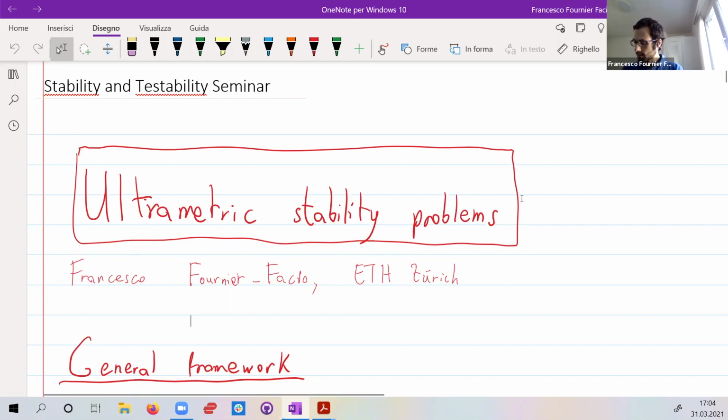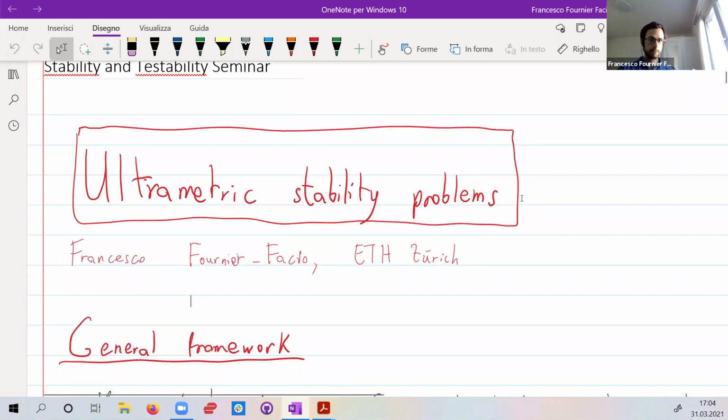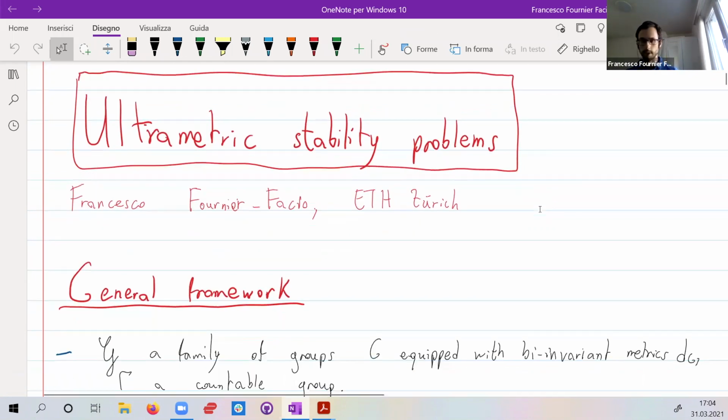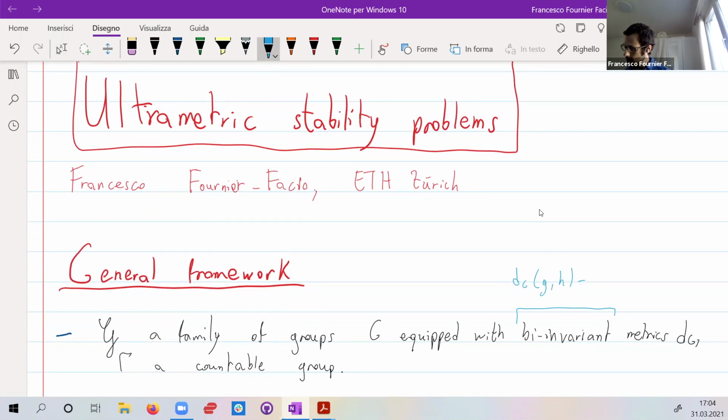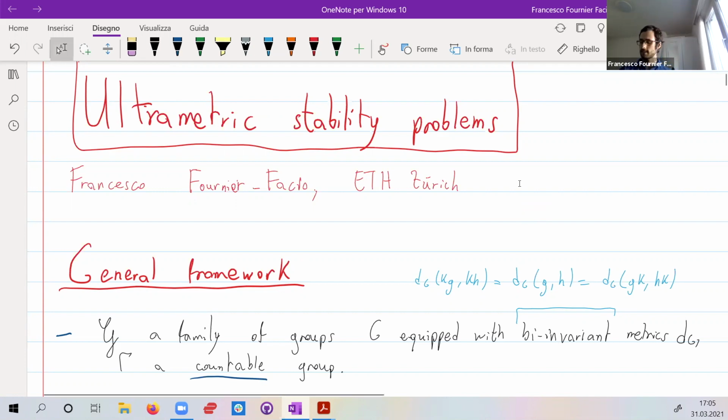Okay, so let me start with the general framework, because in this seminar, we have mostly been interested in a few specific stability problems. So just to remind what the general stability question is. I have a family of groups, which I denote by curly G, equipped with bi-invariant metrics. And by bi-invariant, I mean that the distance between g and h is the same if I multiply by the same element on the right or also on the left. And gamma, I will suppose that it's a countable group. This is needed in some cases, in some cases not, but just to be safe, always suppose that gamma is a countable group.